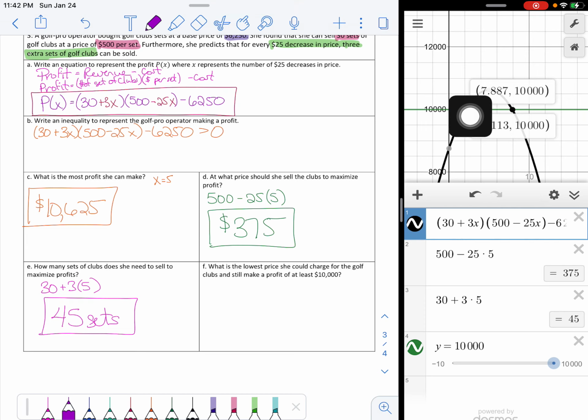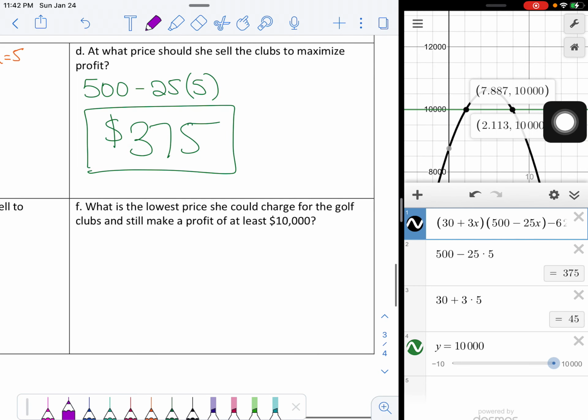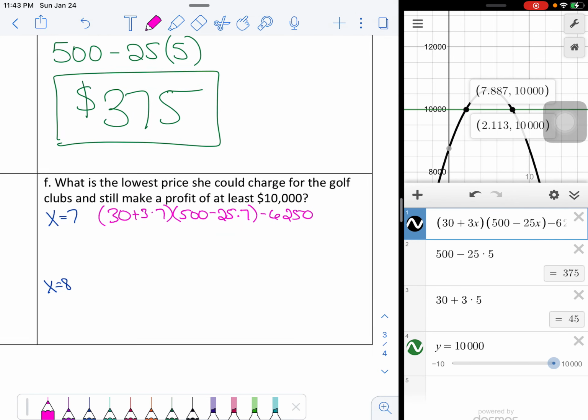It's either going to be 7 or 8. I think it's going to be 7 because 8 will probably push our profit in the wrong direction. So I'm going to test them both. X could equal 7 or X could equal 8. Let's try that again. All right. So if X is equal to 7, we have 30 plus 3 times 7 times 500 minus 25 times 7 minus 6,250, I believe it is.